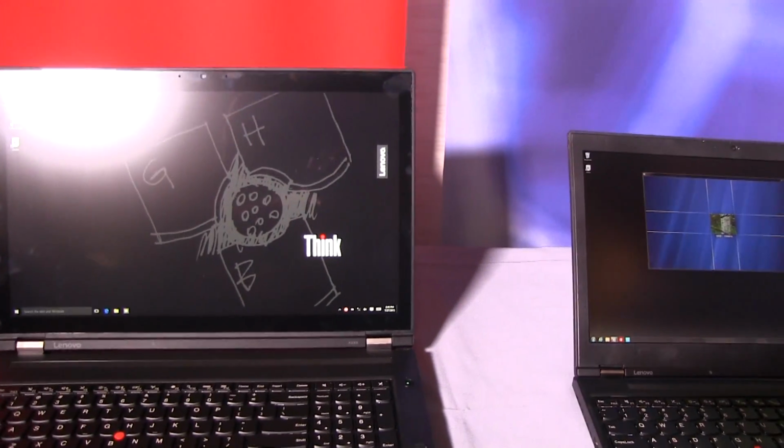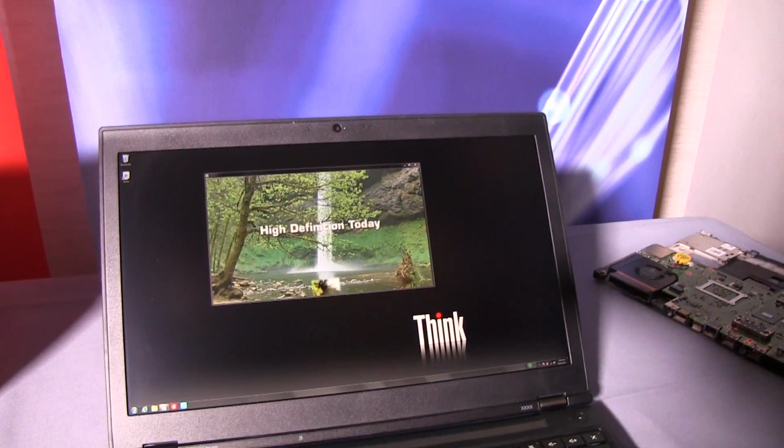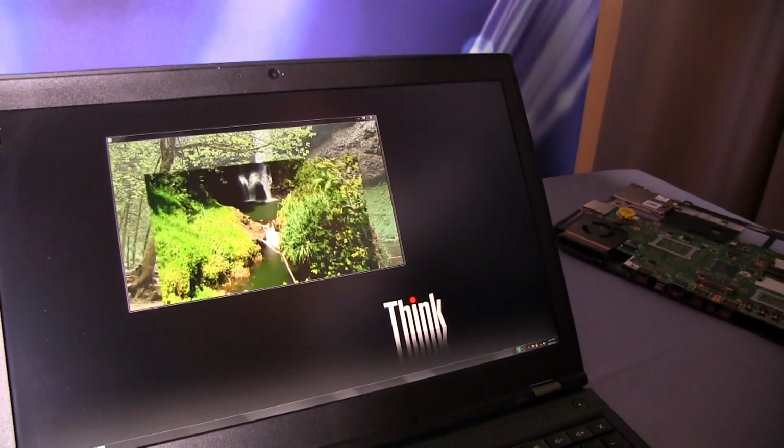Who's going to be using these? Target customers are engineering, CAD, videography, design programs, but also our ThinkPad enthusiasts looking for the most powerful ThinkPads on the market.